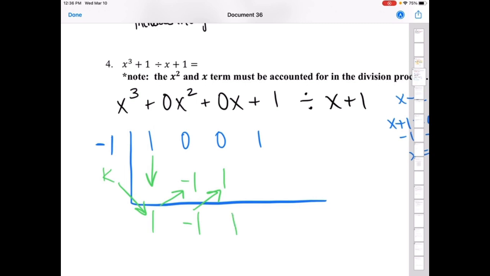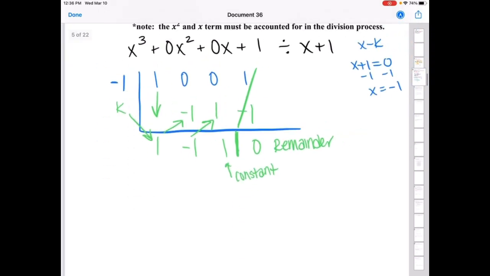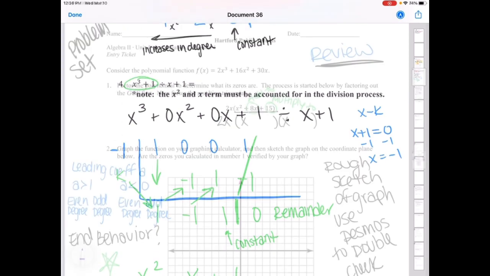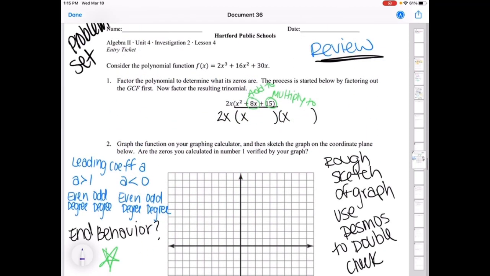Again, now I need to multiply by k again. So 1 times negative 1 gives me another negative 1. And here, 1 and negative 1 give you 0. So this is my remainder. My last term is this remainder, and knowing that this has to be my constant, I know that my highest degree is going to be x to the second. So my quotient is going to be x to the second minus x plus 1. And since there is no remainder, that means x plus 1 is a factor of x to the third plus 1.